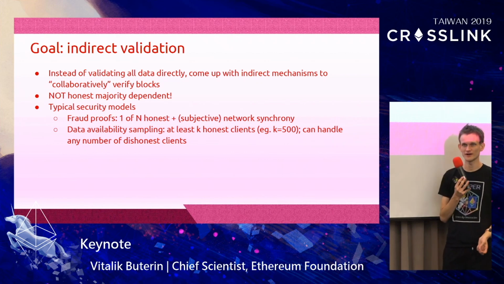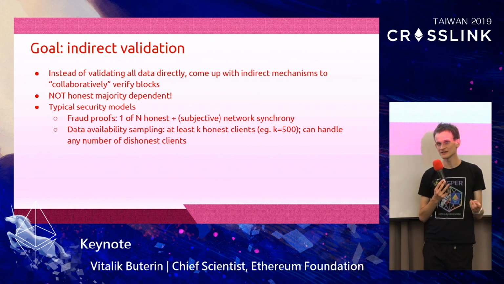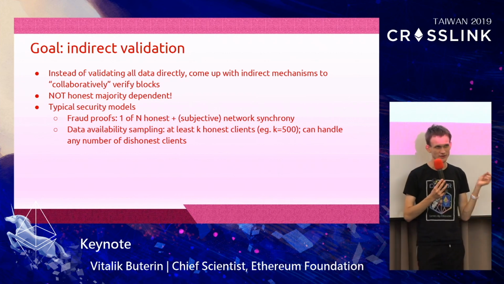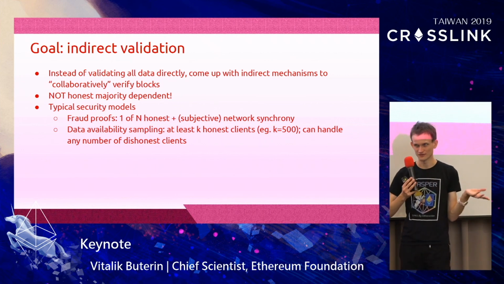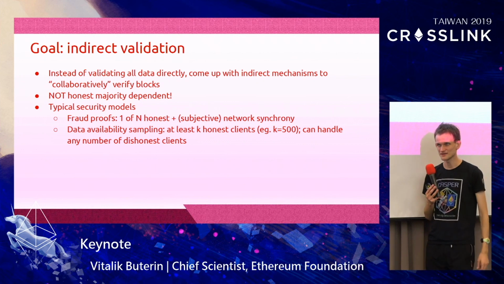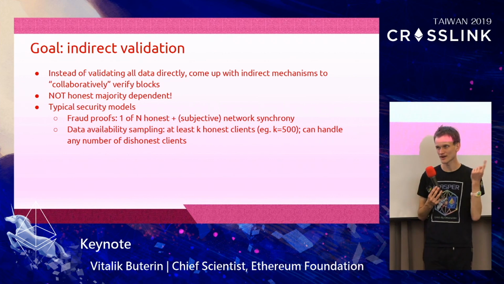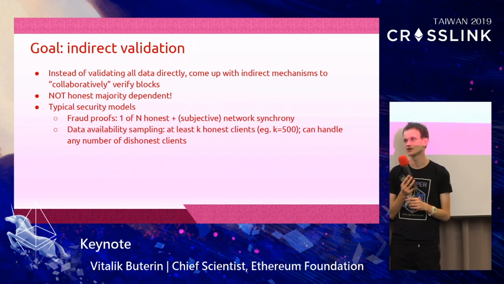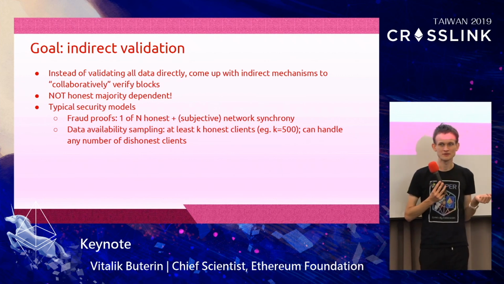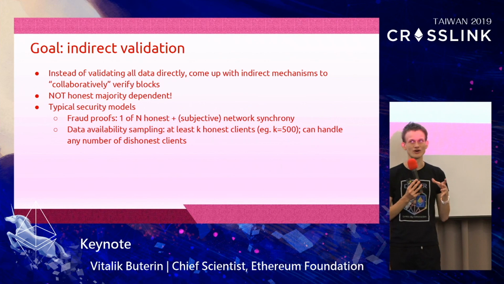And fraud proofs require a one-honest-participant assumption. You need at least one honest participant and synchrony in the network. So if network latency is too long, then you're not going to receive the fraud proof. Another one is data availability sampling, which I'll talk about today. Instead of requiring one honest client, it requires a somewhat higher number of honest clients. Could be 500, could be 1,000, somewhere around that range. But it's not a 51% honest or even a 10% honest assumption, right? It can handle any number of dishonest clients as long as there are enough honest ones.